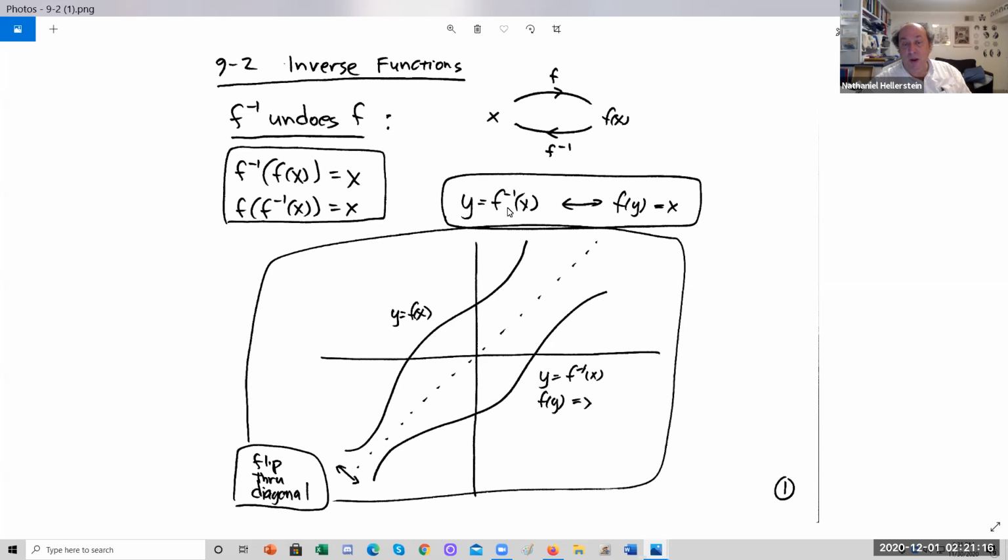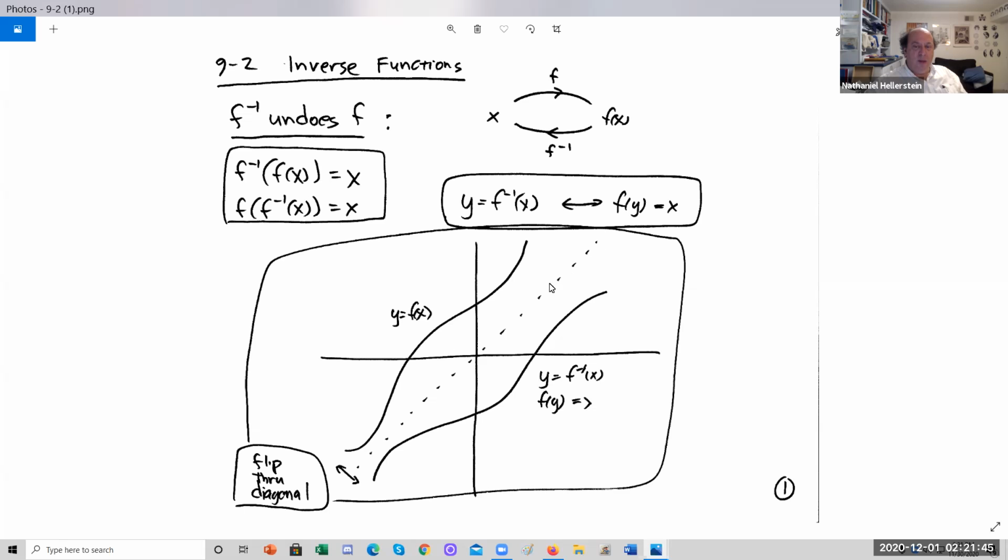So another way to say it is that y equals f inverse of x if and only if f of y equals x. So it reverses the roles of x and y. Now, if this were a graph of y equals f of x, then the graph of y equals f inverse of x will be the graph of f of y equals x rather than y equals f of x. And basically, this graph reverses the roles of x and y from this graph.